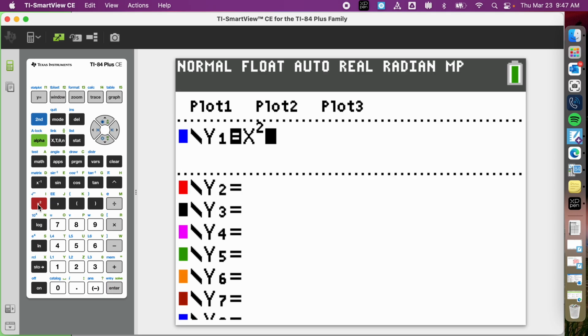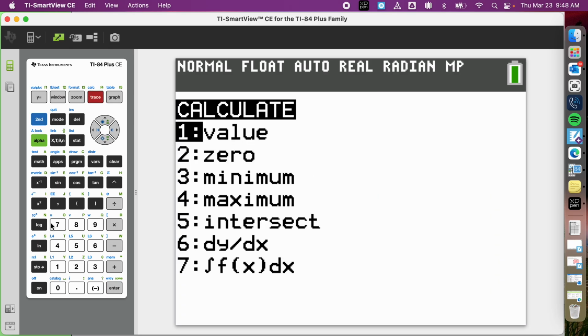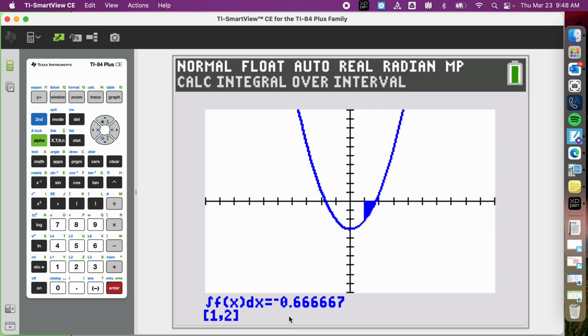I'm just going to do the graphing one just to show you the area, how it ties together. But you don't need to do the graphing method. You could just type in the integral. So was it 1 to 3? 1 to 2. Okay, thank you. I'm going to do the integral, number 7, lower limit of 1, upper limit of 2, and the answer was negative 2/3. So we've got negative 0.67 down here.